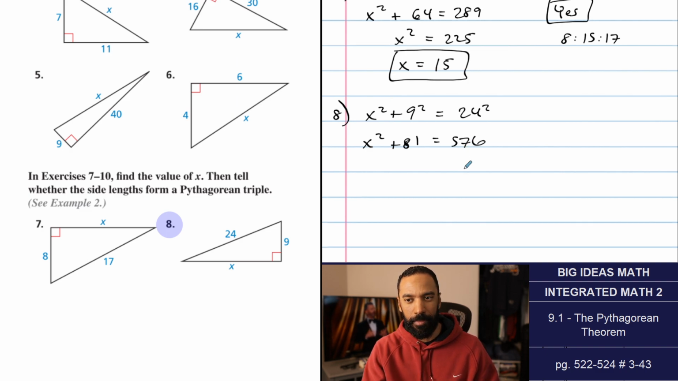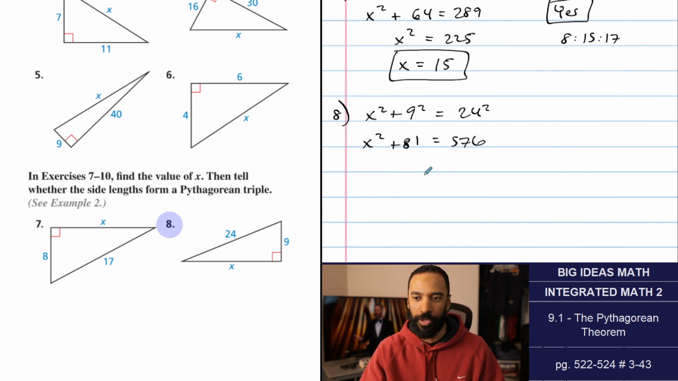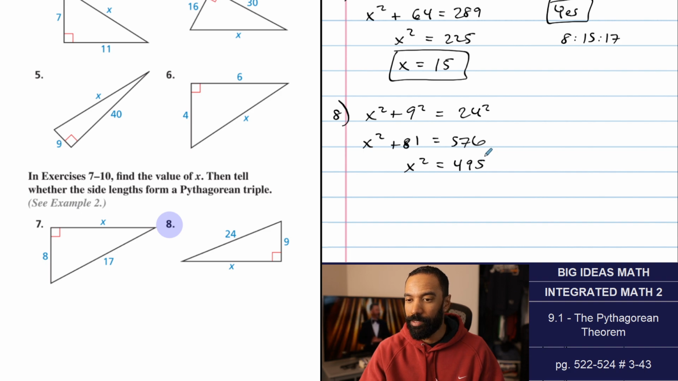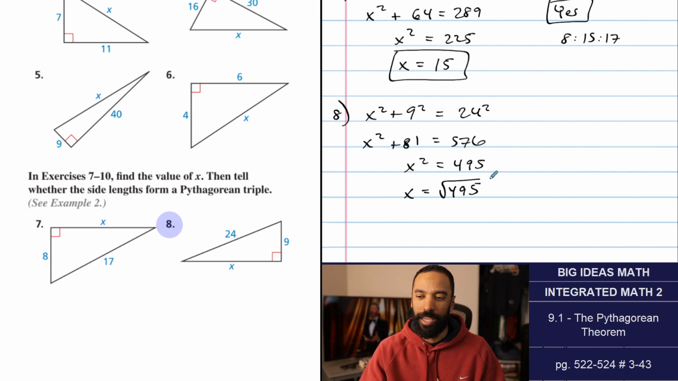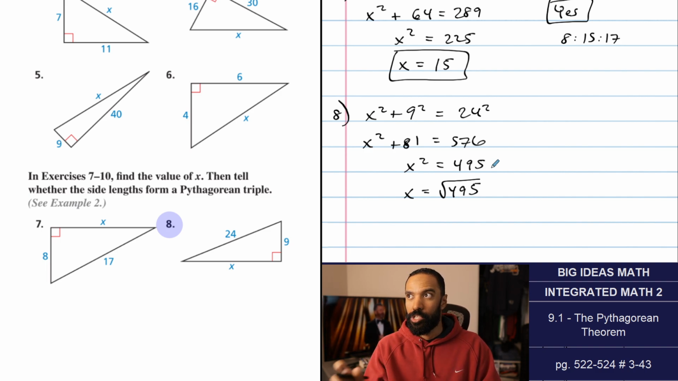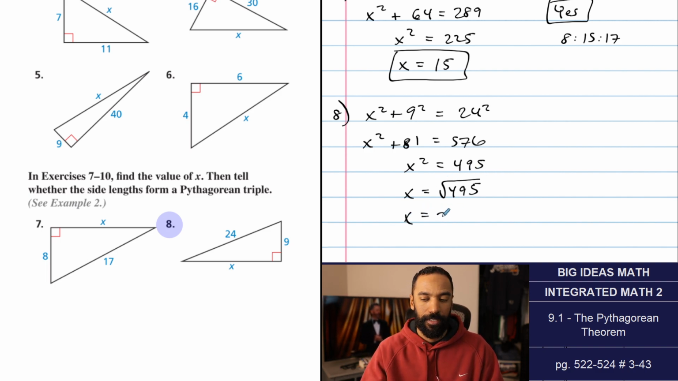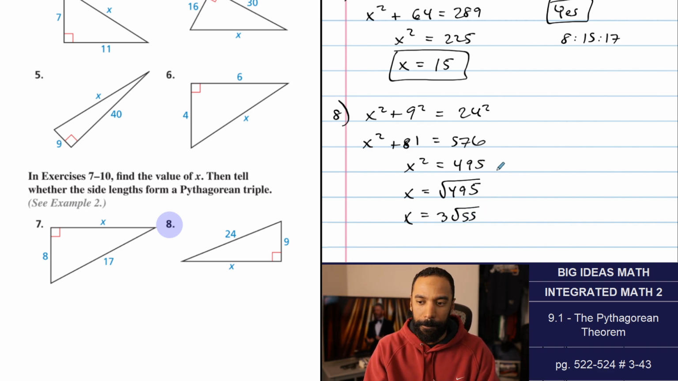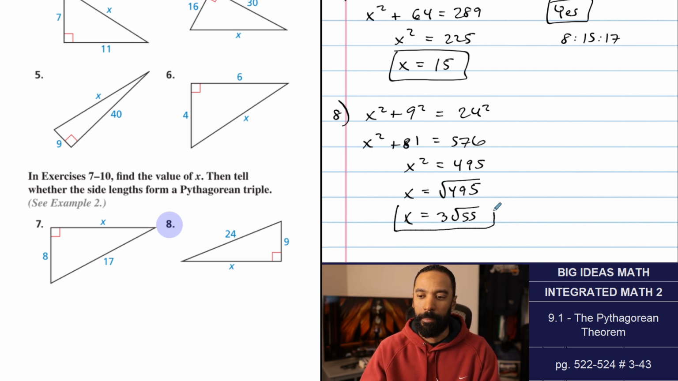You've probably done Pythagorean theorem before, so hopefully this isn't anything too new. X squared equals 495. I'm not that bad at math, am I? Is that right? And x is the square root of 495. Now, if you divide it by 5, you get 5 and 99. 99, 9's a perfect square. So 3 root 55. 3 root 55, I think it's 9 times 55. Yeah, 3 root 55. Pythagorean triple? No. Not a Pythagorean triple.